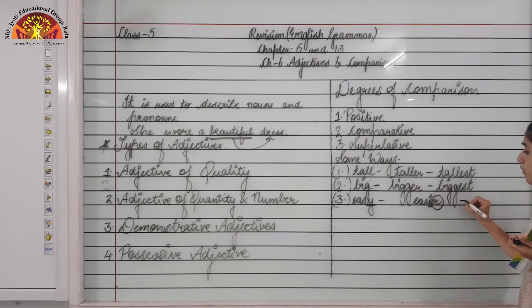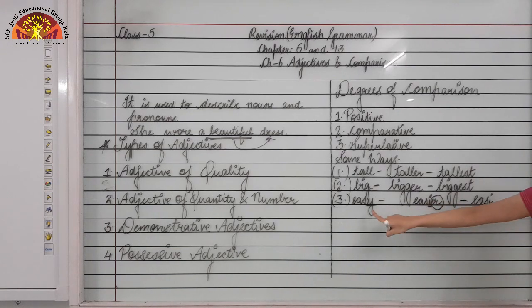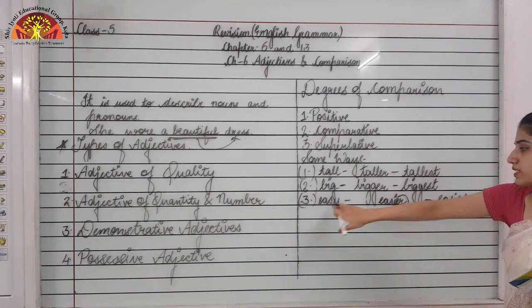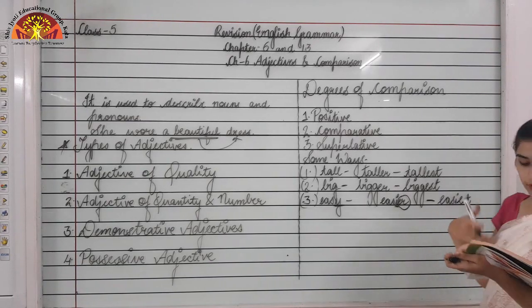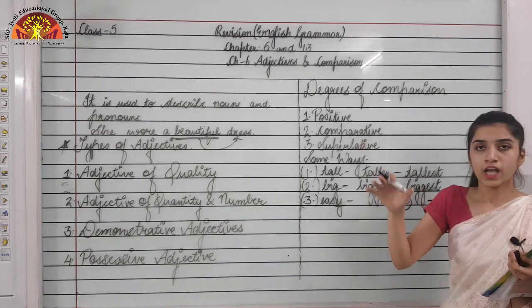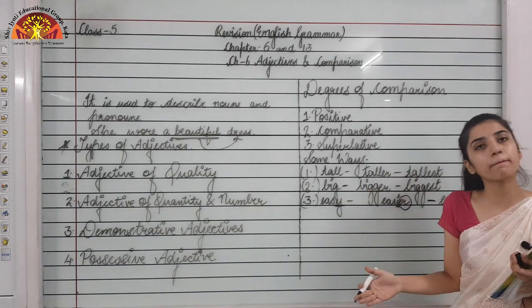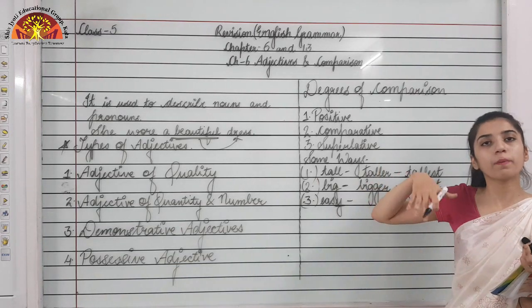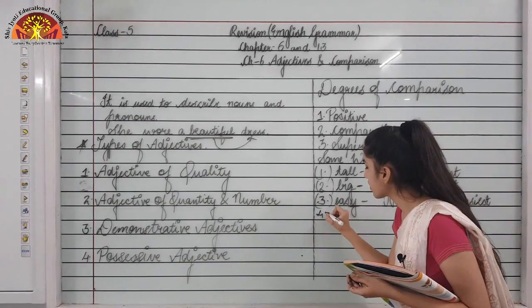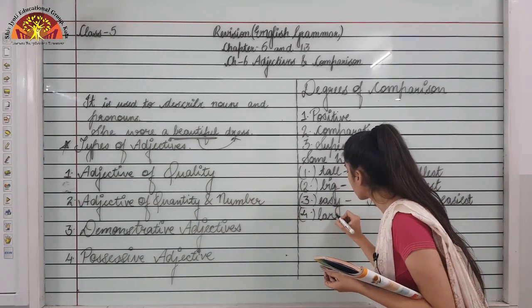Now to make the superlative degree of this, we need to just replace Y with I. In place of Y I put I over there, and then I'll add EST. That is the three degrees: positive, comparative and superlative. Now moving to the fourth rule, the words that end with E. They already have E, so we'll just add R to form the comparative degree, and to form the superlative degree we just need to add ST. For example, large.